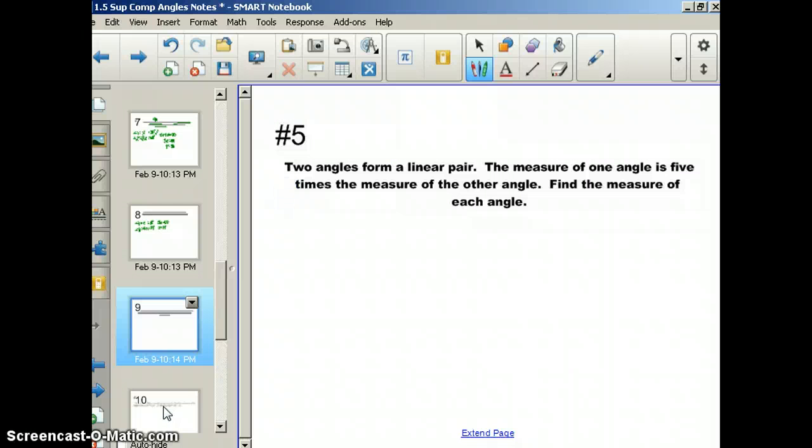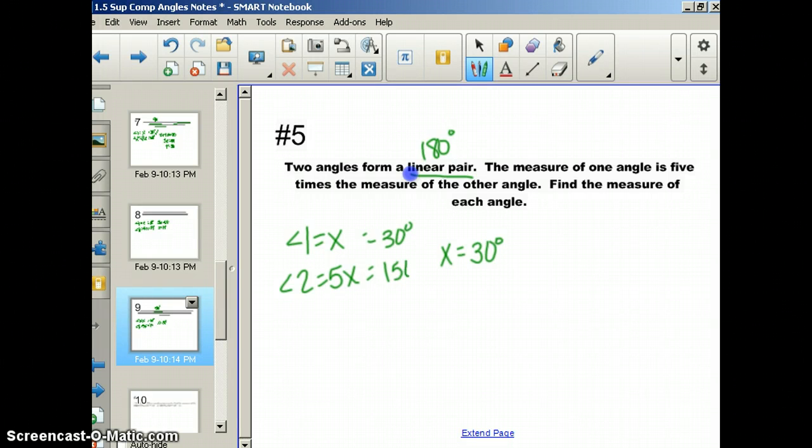Okay, our fifth example: two angles form a linear pair. Remember, a linear pair are two angles that are basically supplementary, so they're going to sum to 180. So this is basically a supplementary angle problem. The measure of one angle is 5 times the measure of the other. Angle 1 equals x, and angle 2 equals 5x. From there, finish that problem. Check yourself with my answers.